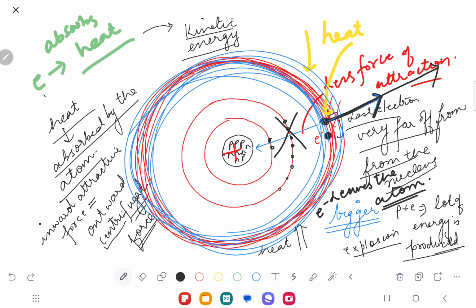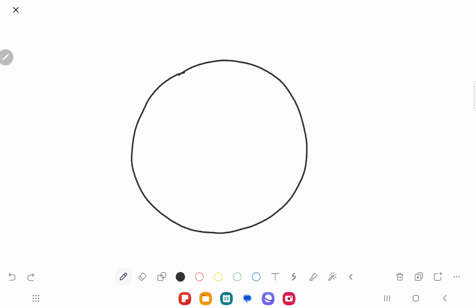So this is an explanation to the point of how an atom loses an electron. Okay? How does an atom lose an electron? So my point is that if the atom is bigger, and here we have the nucleus in the center, and here we have the electron.